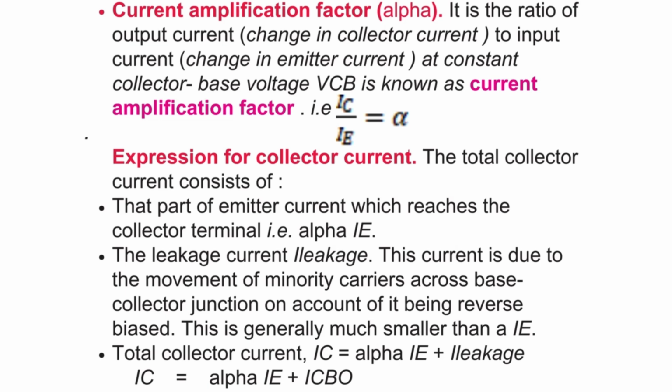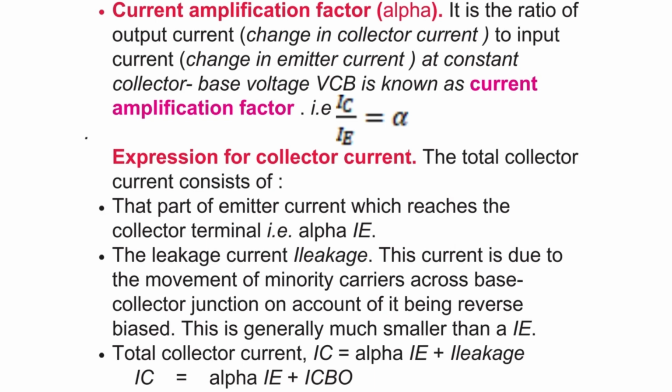Current amplification factor alpha. It is the ratio of the output current, collector current, to the input current, emitter current, at a constant collector base voltage VCB, and is known as the current amplification factor alpha. Alpha equals IC by IE.